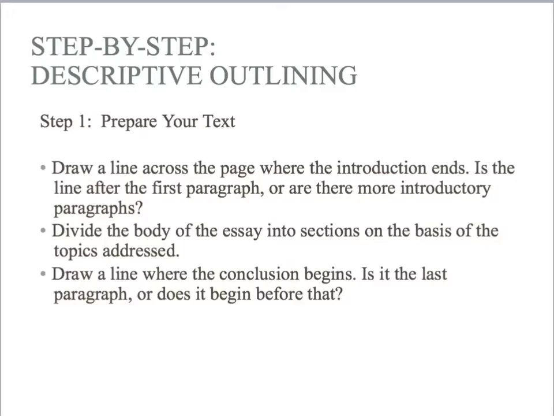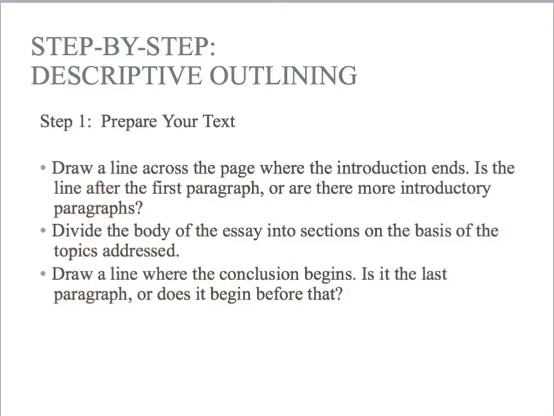So the step-by-step descriptive outlining process. First step is to prepare your text. And to prepare your text, you're going to do what we've done a couple of times already in class. You're going to draw a line across the page where the introduction ends. And you have to decide, is the line drawn after the first paragraph or if there are multiple paragraphs involved in the introduction. And you can work backwards and try and locate the conclusion, or you can continue to proceed through the text from the point of the introduction.